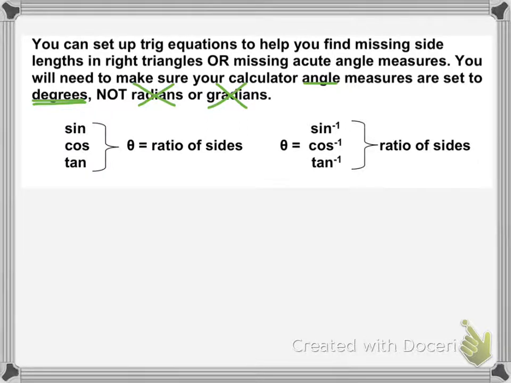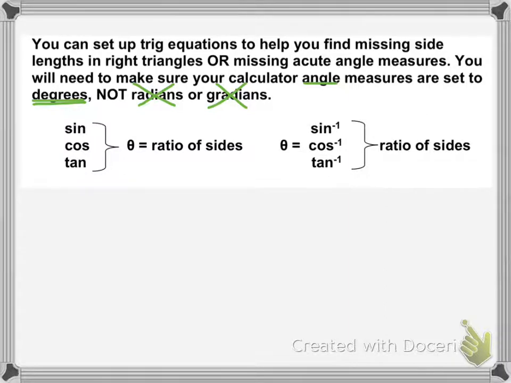Believe it or not, there's a lot of different kinds of angles. We're only working with degrees here. So if it says radians or gradians, all of your answers are going to look crazy. Make sure it says degrees, okay? Now we're able to go. So we can set up equations to help us find the missing side lengths or the missing angle measures. Now the only angle measures that would be missing would be one of the acute angles, because you have to have a right angle, so you know that you have the 90-degree angle.